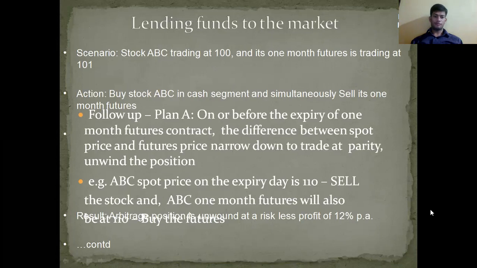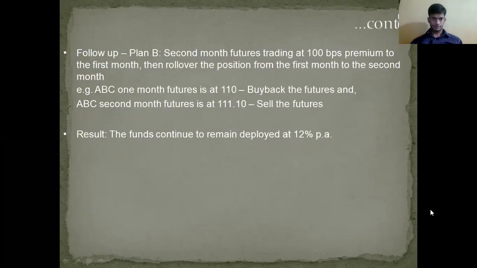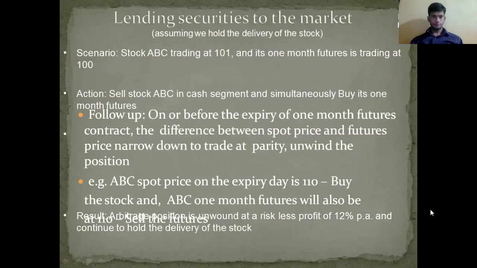Before the expiry of the month's future contract, the difference between spot price and future price narrows down, and the trade is partly unwound at the price. For example, ABC spot price on the expiry day is 110, and selling the stock at 12% more. Then the range of the 12% is the lending fund market price. Then lending security to the market. Here, the same as the position of lending fund, the difference between spot price and future price narrows down to trade parity.